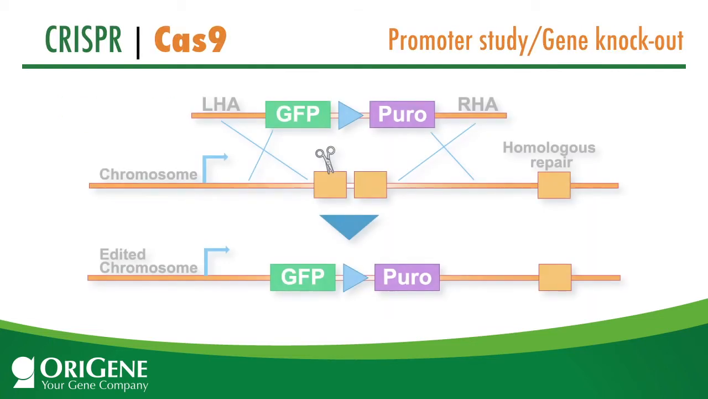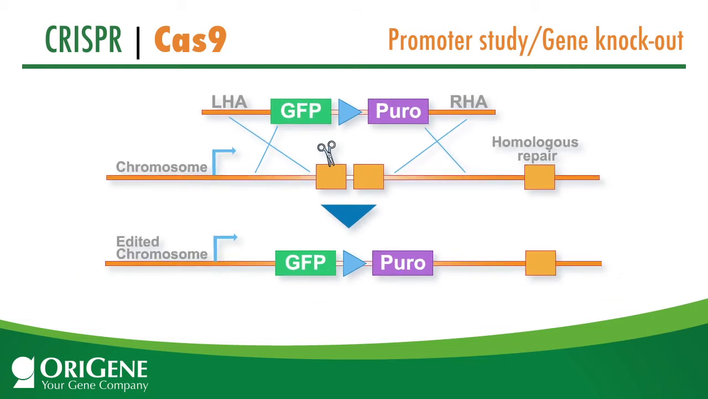One common application is the promoter study. It requires the insertion of a reporter gene, such as luciferase and/or GFP, at the first exon of a target gene. This results in knocking out the target gene and knocking in the reporter, therefore enabling the researcher to monitor the promoter activity. For this application, OriGene offers a complete solution.